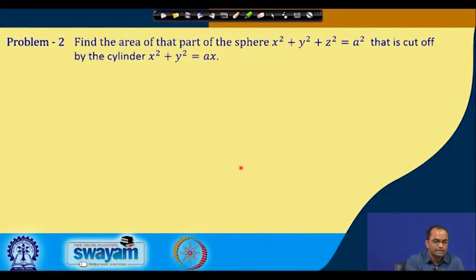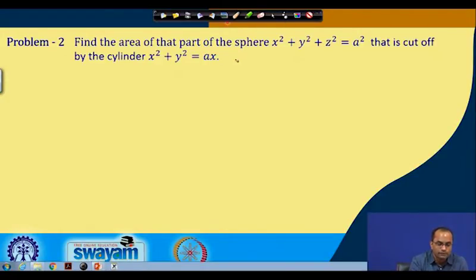So, moving to the next problem, we will now find the area of that part of the sphere. So, we have again the sphere x square plus y square plus z square is equal to a square, that is cut off by the cylinder x square plus y square is equal to a x. So, this is the equation of the circle. So, here x square plus y square is equal to a x, that is x square minus a x plus y square is equal to 0.